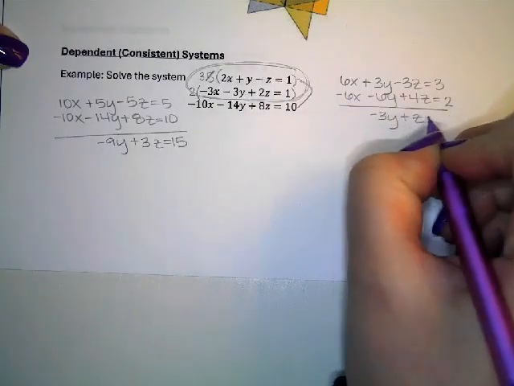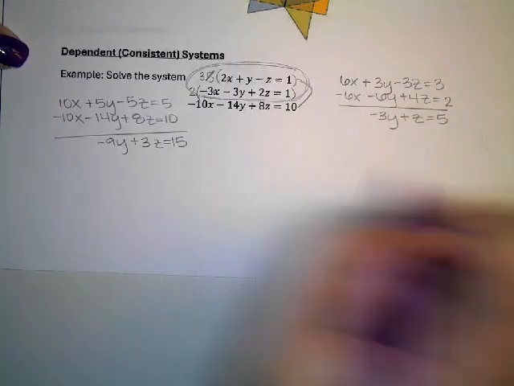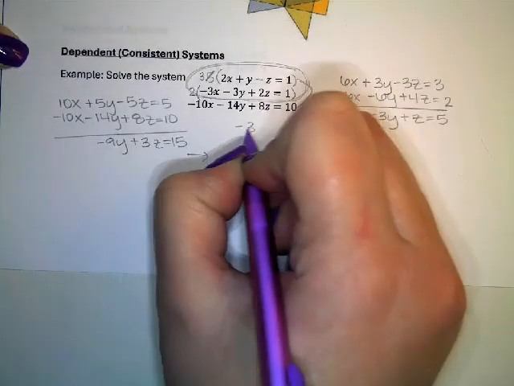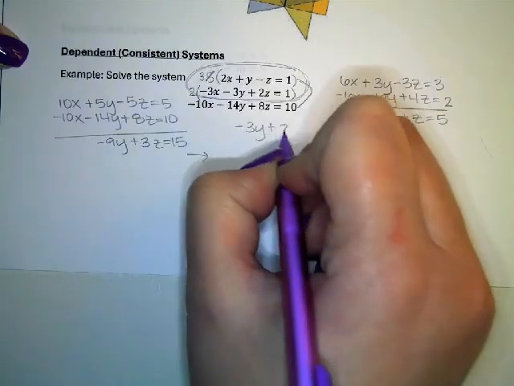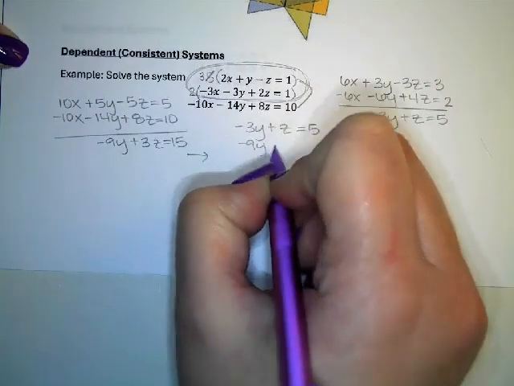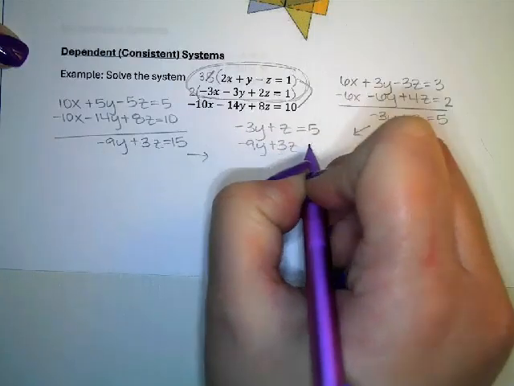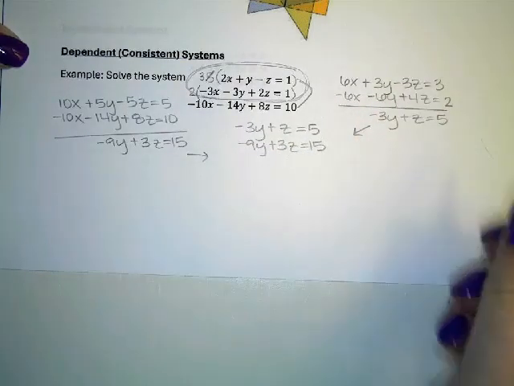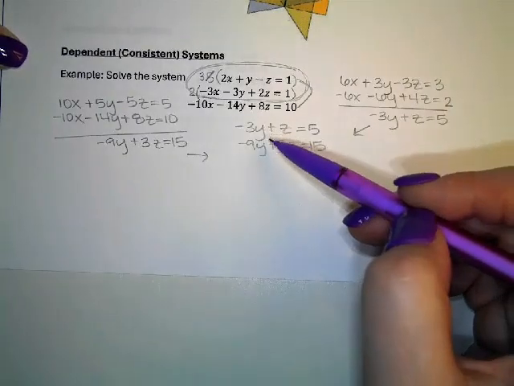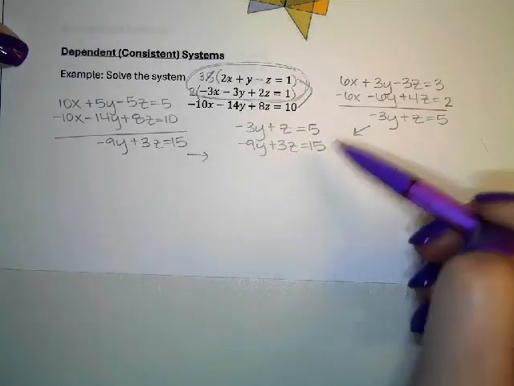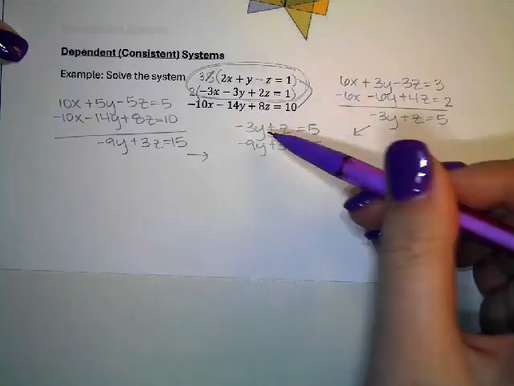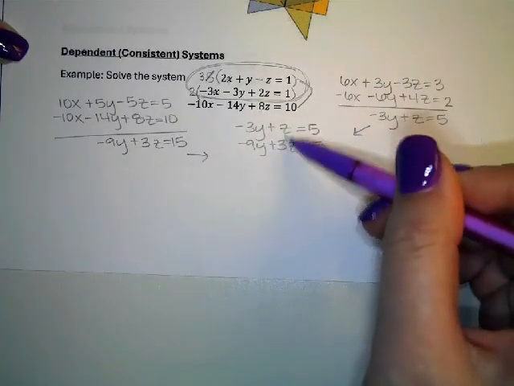And so I have 2 equations and 2 variables. I'm just going to write these together. And my goal is to, again, cancel out another variable. I have 2 equations and 2 variables, so I need to get rid of another variable. So I'm going to look at the z's. This is a positive 3, so I want this one to be a negative 3.